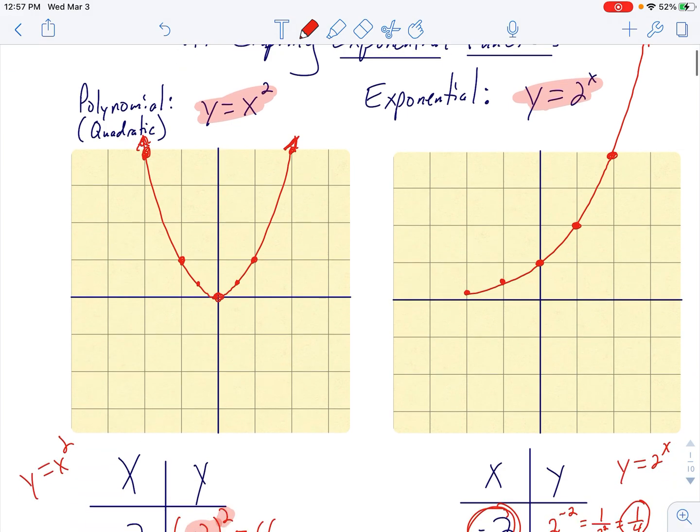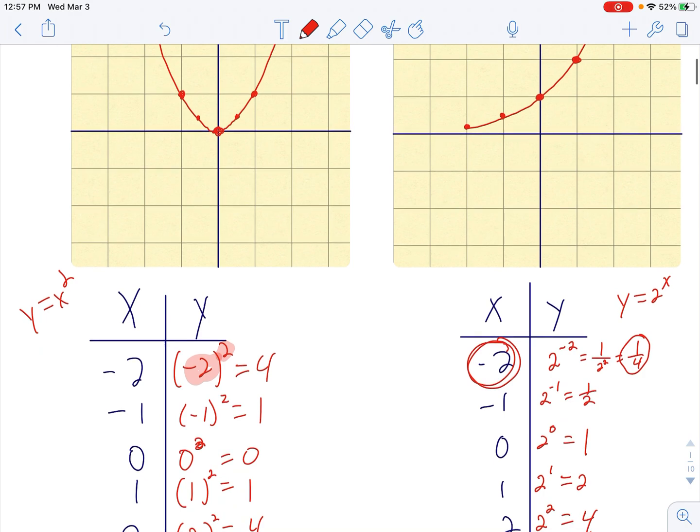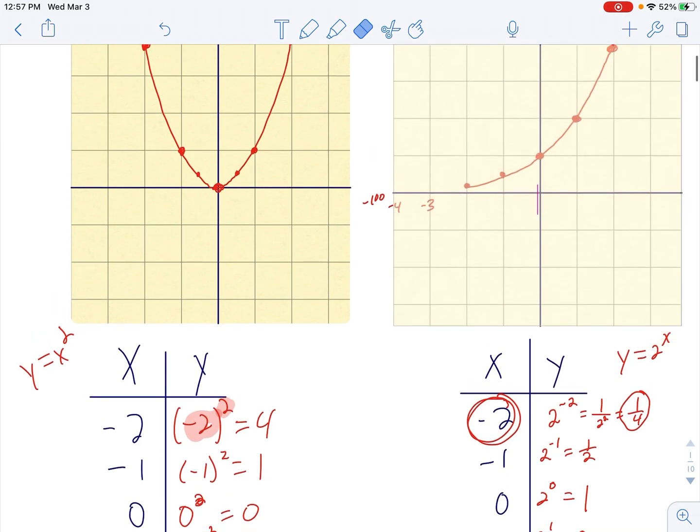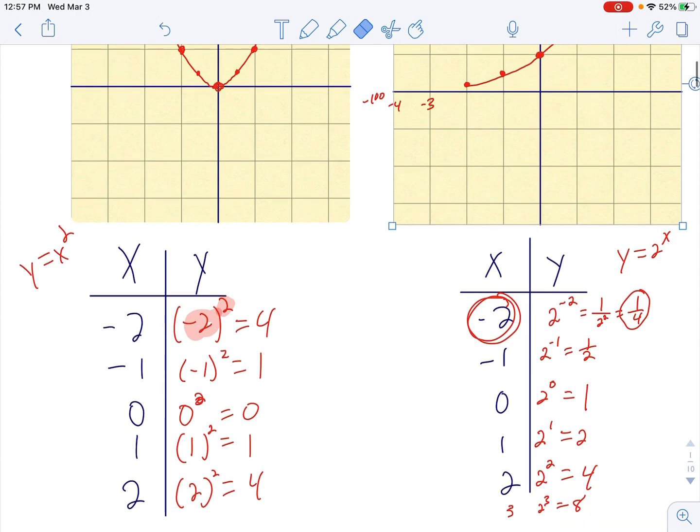But an interesting question is, what happens to the left-hand side? If we were to plug in -3, -4, -100, -infinity, which you can't really plug in infinity, but the question is, what happens to the graph there? Well, I could take this table that we were making and kind of augment it, give me more space to plug in more numbers. So this would be 2 to the -3, 2 to the -4.